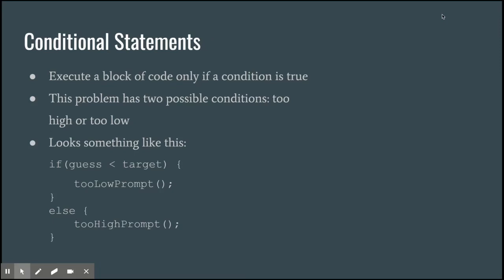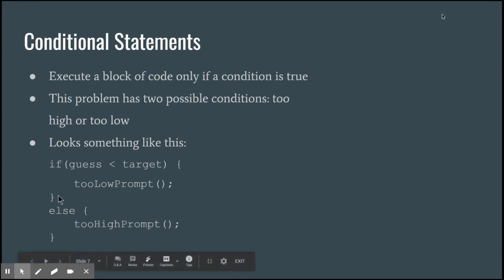The last topic we need to cover to finish this problem is conditional statements. So to do a quick review, conditional statements are used for when we need to execute a block of code only if a certain condition is true. So in this problem, when we enter our while loop, we have two possible conditions. Either the guess was too high or the guess was too low.